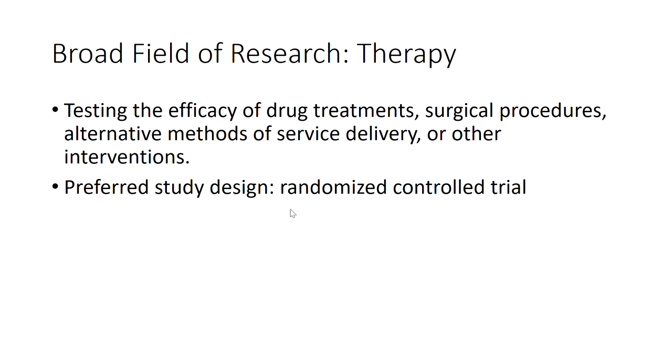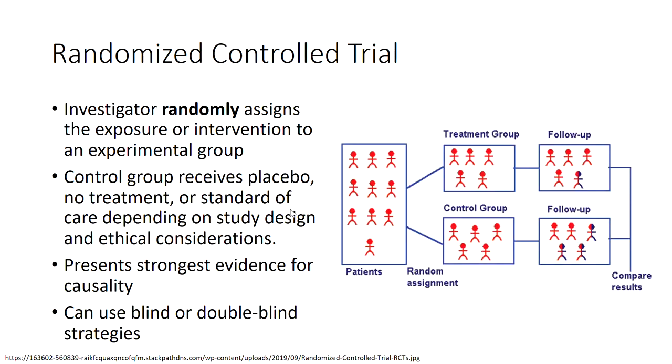So the preferred study design, the gold standard, is a randomized controlled trial. A randomized controlled trial is where the investigator randomly assigns the people in the study to an intervention group, so this would be the treatment group, or to the control group. In the treatment group, you receive whatever the intervention is, whether that's a drug or a procedure or additional intervention.